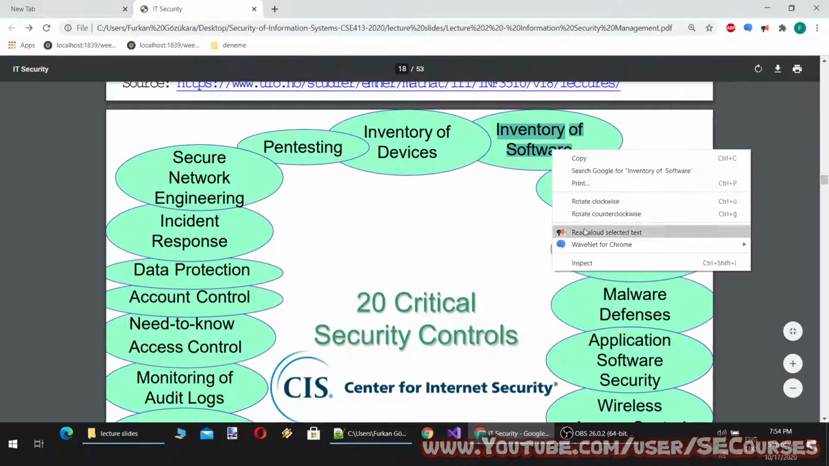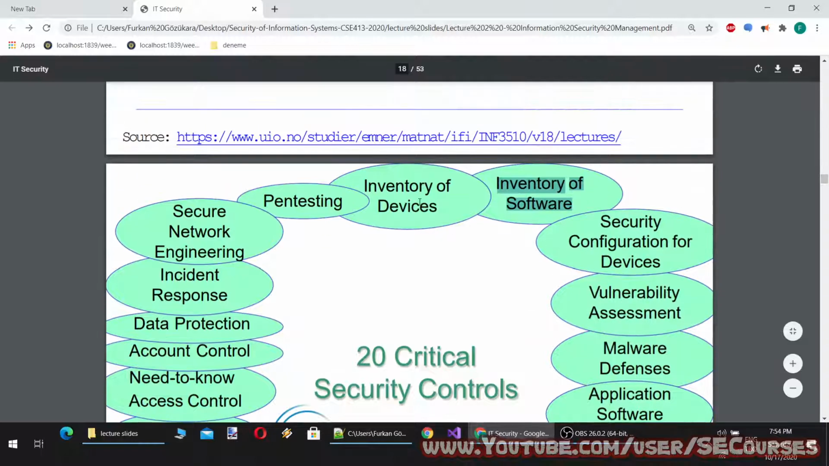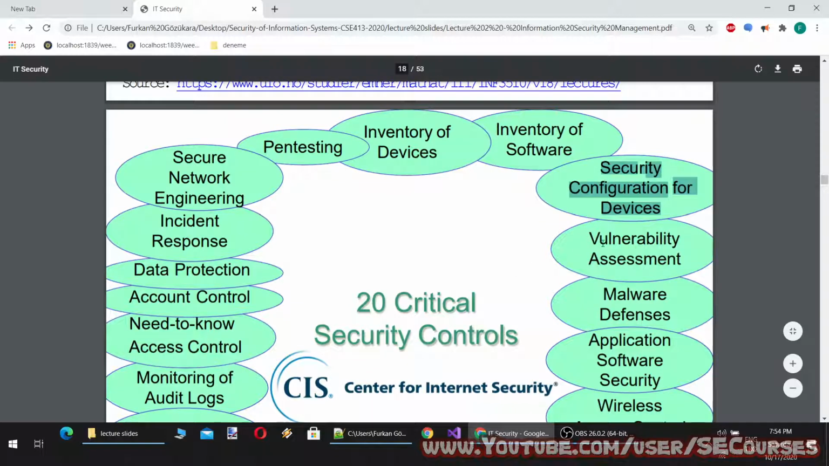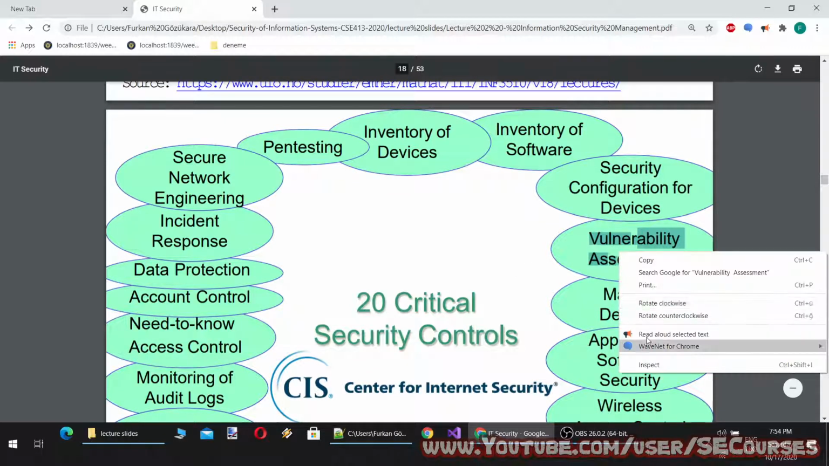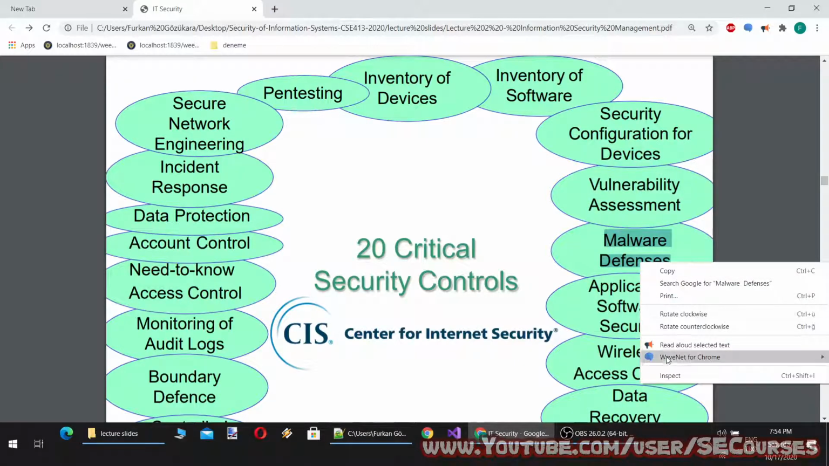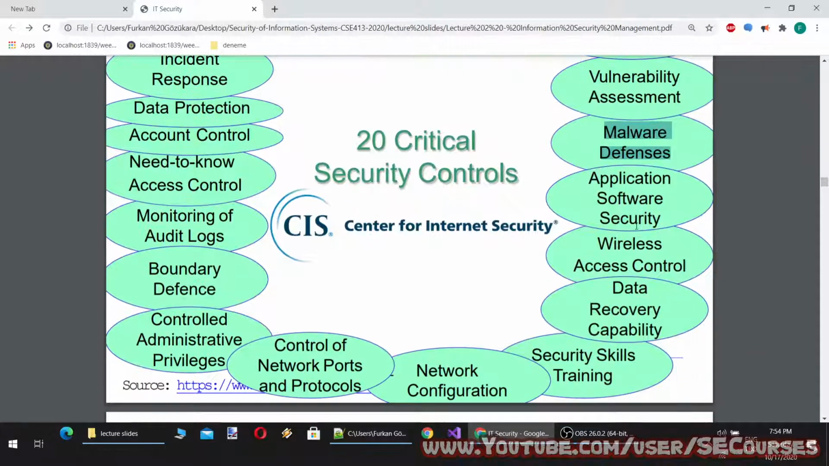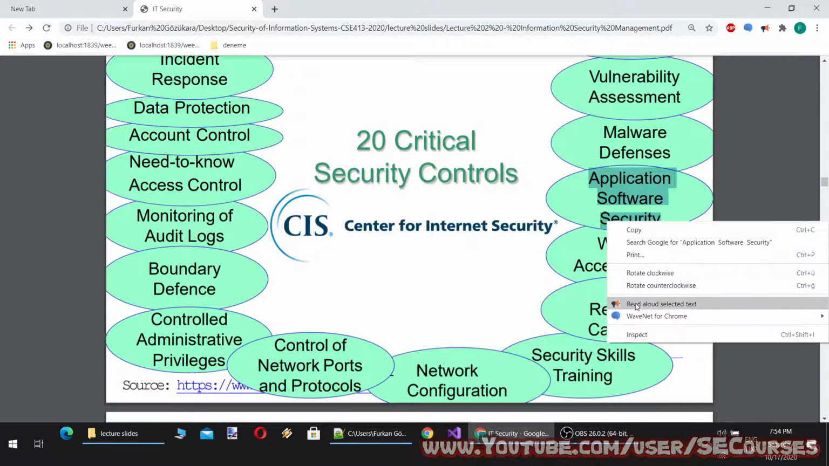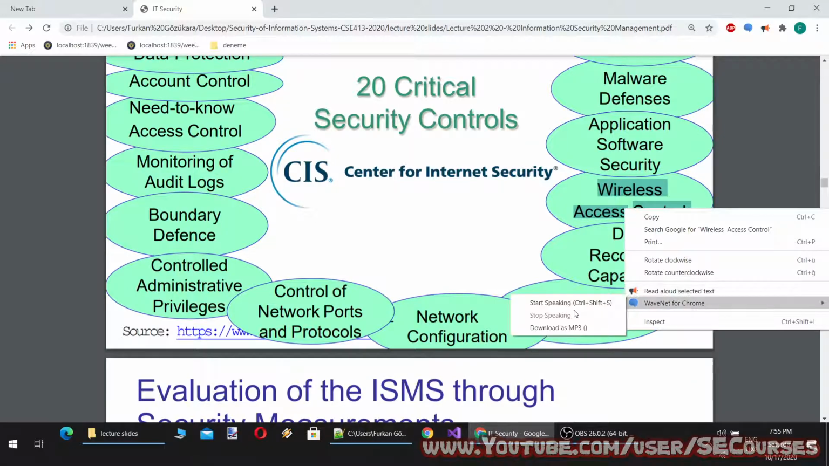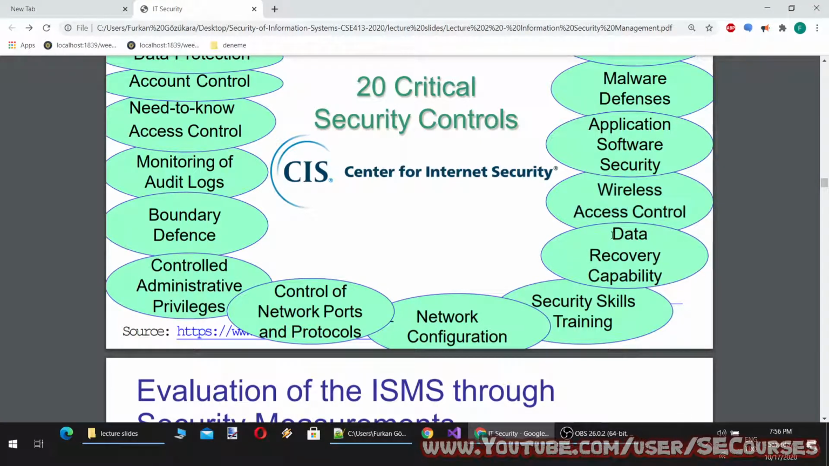Inventory of devices. Inventory of software. So we check which devices we have. We check which software we have. Security configuration for devices. So we check the security configuration of devices. Then vulnerability assessment. We determine how vulnerable each device or each inventory item is. Malware defenses. What defenses we have against malware. Application software security. Which software security we have. Wireless access control. Okay, so who can access wireless and such?